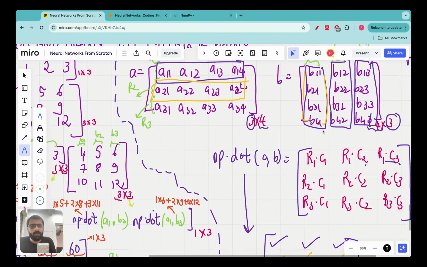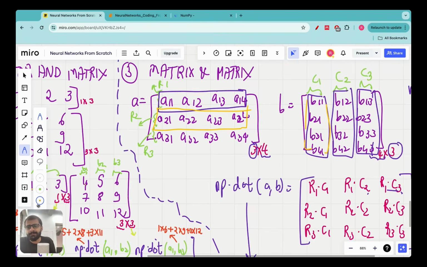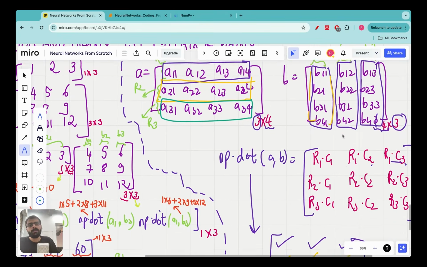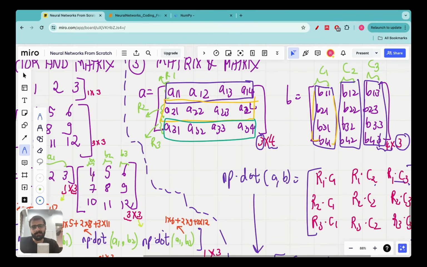And when you want to look at the third row, then you look at the third row of the first matrix, and you take its dot product with the first column, the second column, and the third column, and similarly you fill these three entries. That's how a dot product is done between two matrices. And if you want to multiply two matrices in Python, the command is np.dot(a, b). But remember that for this multiplication to happen, the number of columns of the first matrix should be the same as the number of rows of the second matrix.